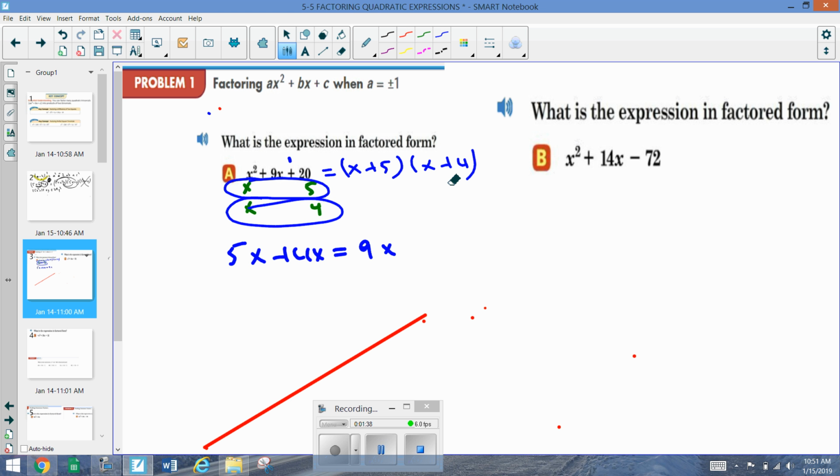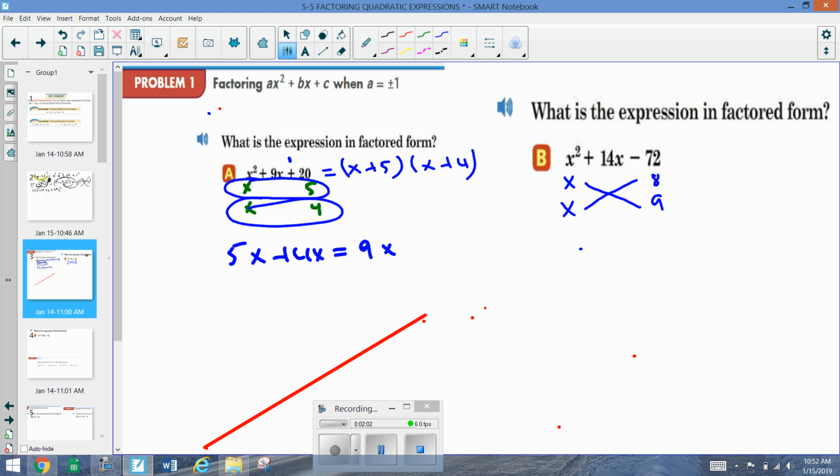Now, stay focused. I'm solving the second example. What are the factors of x squared? x times x, correct? What are the factors of 72? 8 and 9. Let's try this one. 9 times 8 is equal to 72. One of them is going to be negative. That will work.